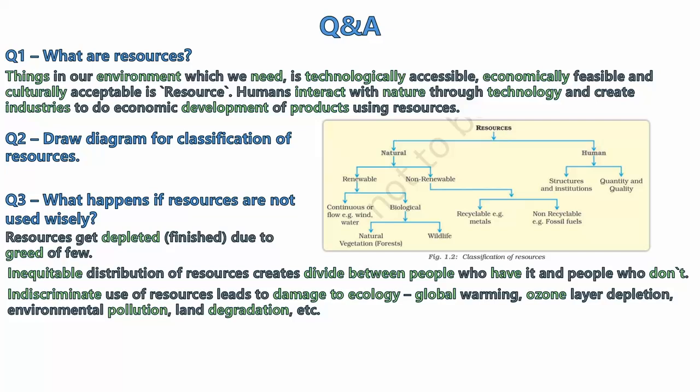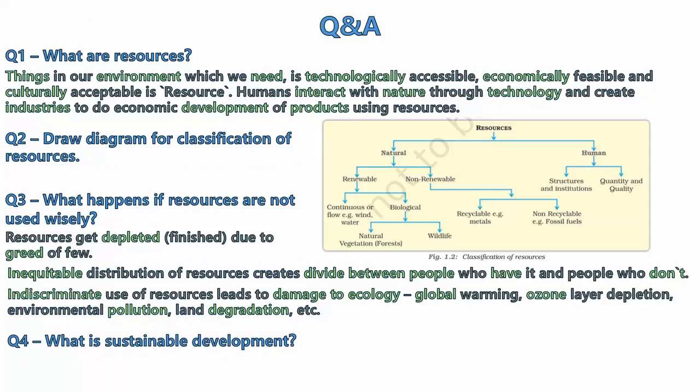Indiscriminate use of resources leads to damage to ecology. It damages our environment. If you indiscriminately burn oil, you will create global warming. That burning of oil will create greenhouse gases, which will warm up our atmosphere. It will harm the ozone layer. We will have ozone layer depletion, environmental pollution, land degradation. All these problems will happen if we don't use resources properly. Indiscriminate use of resources leads to damage to ecology or environment, global warming, ozone layer depletion, environmental pollution, land degradation, etc.